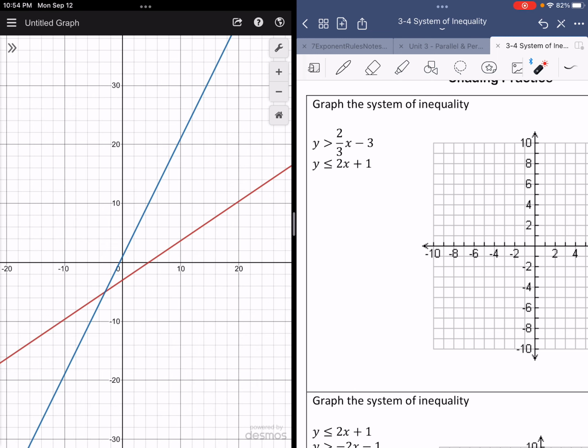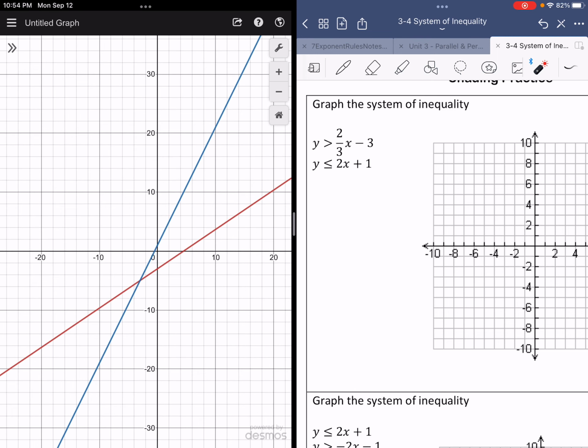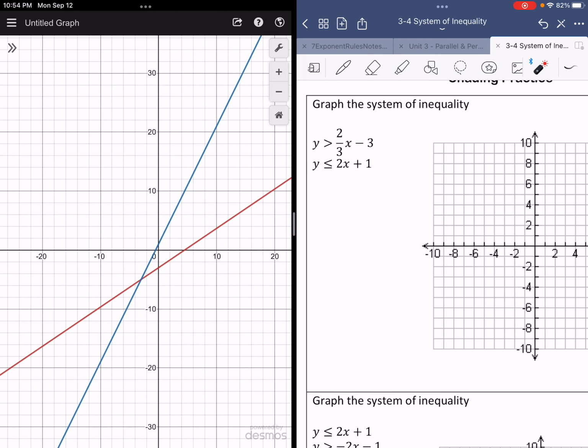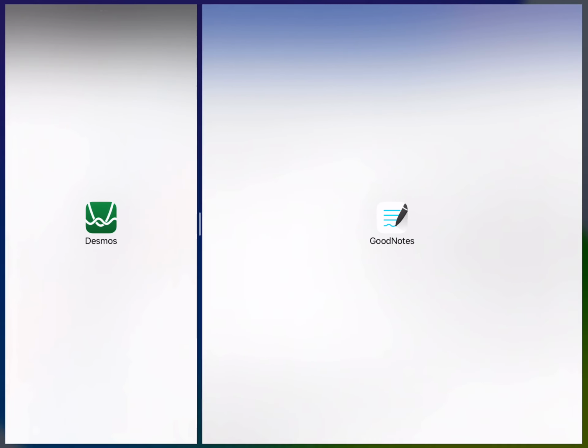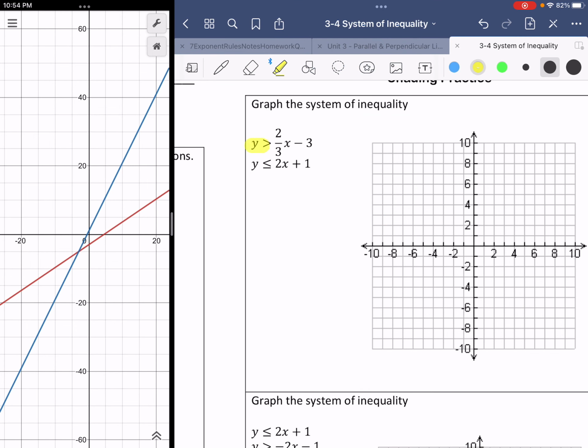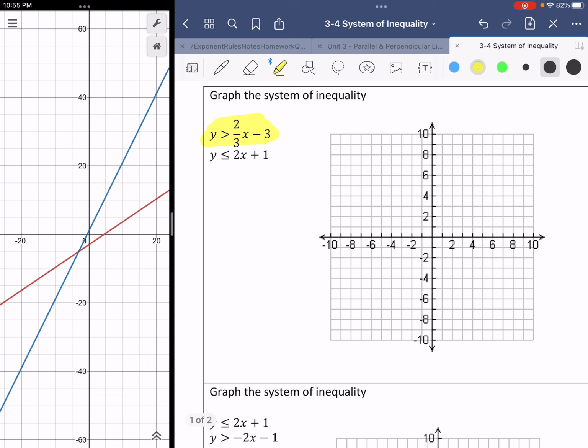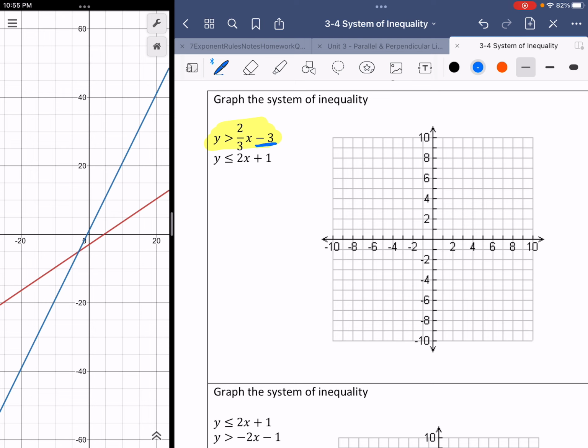Now, do you see the difference? We cannot really tell where to shade, or even whether the line is solid or dashed. So we actually have to come up with our own idea. So let's do this one. First one. Do you see this one? That's the red line that we graphed. And our y-intercept is negative 3. So do you see this last negative 3?